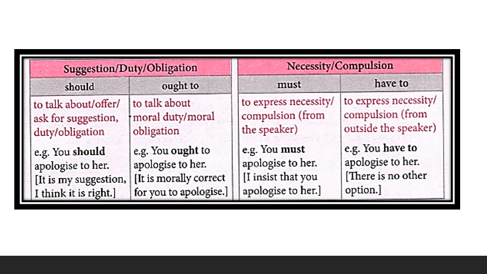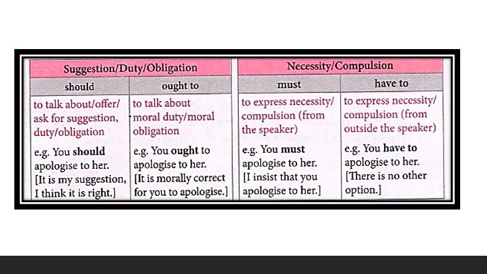See, now when it is just from the speaker: you must apologize to her. I insist that you apologize to her. Then if it is coming from outside the speaker, there is no other option, right? You have to apologize to her. That means it has to happen. That's it, right? So there is no other go.